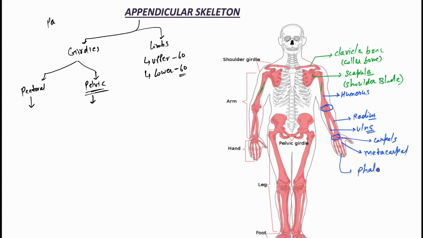So how many humerus bones? We have one here, radius 1, ulna 1, carpals 8, arranged in proximal and distal rows. And metacarpals, how many in number? These are 5 in number, and the phalanges are 14 in number. They consist of proximal phalanges, middle phalanges, and distal phalanges. So this was about the upper limbs.